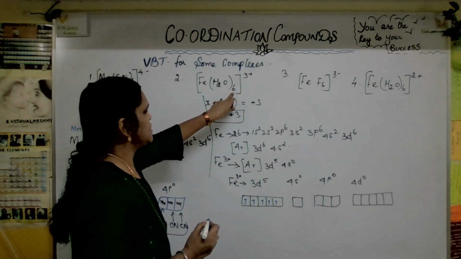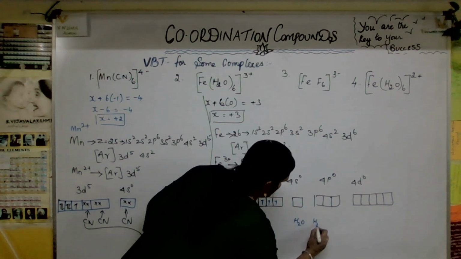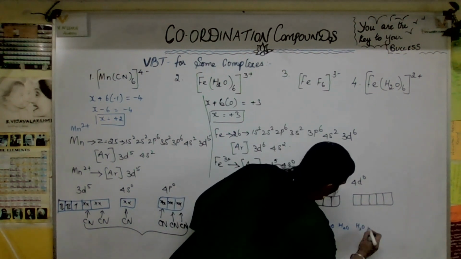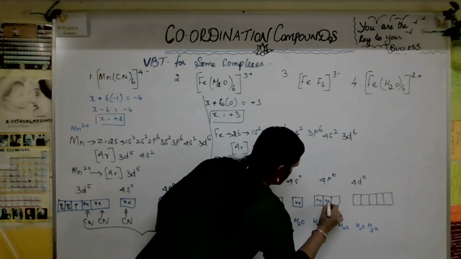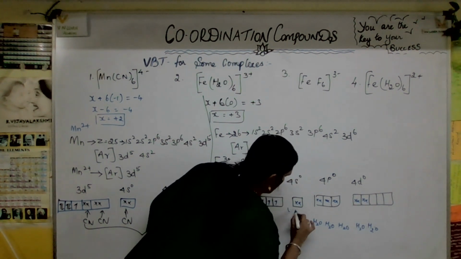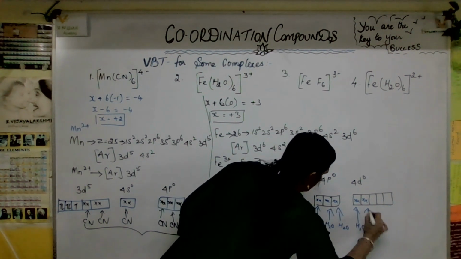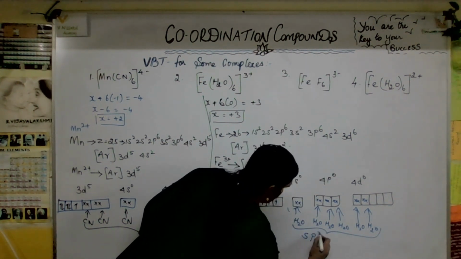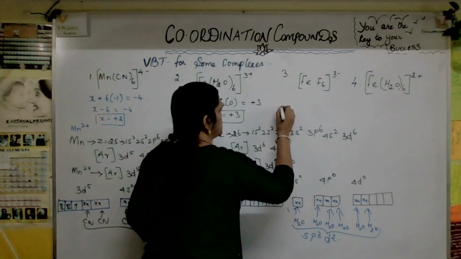Then what is the coordination number? 6. So 6 you have to fill here: H2O, H2O, H2O and H2O, and H2O and H2O. 1 2 3 4 5 and 6. So here actually what is it? sp3d2. Right? sp3d2.